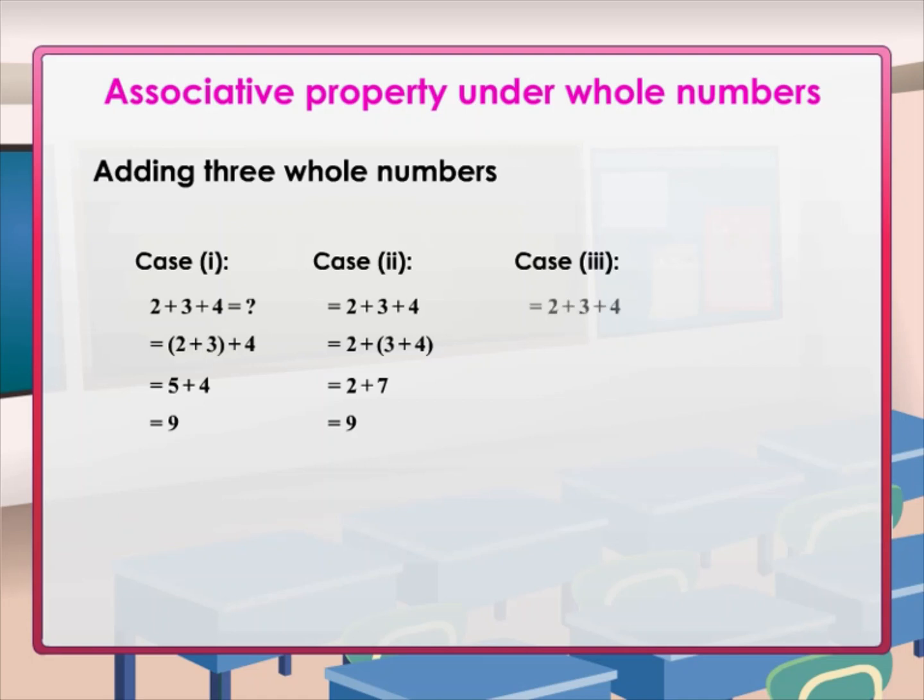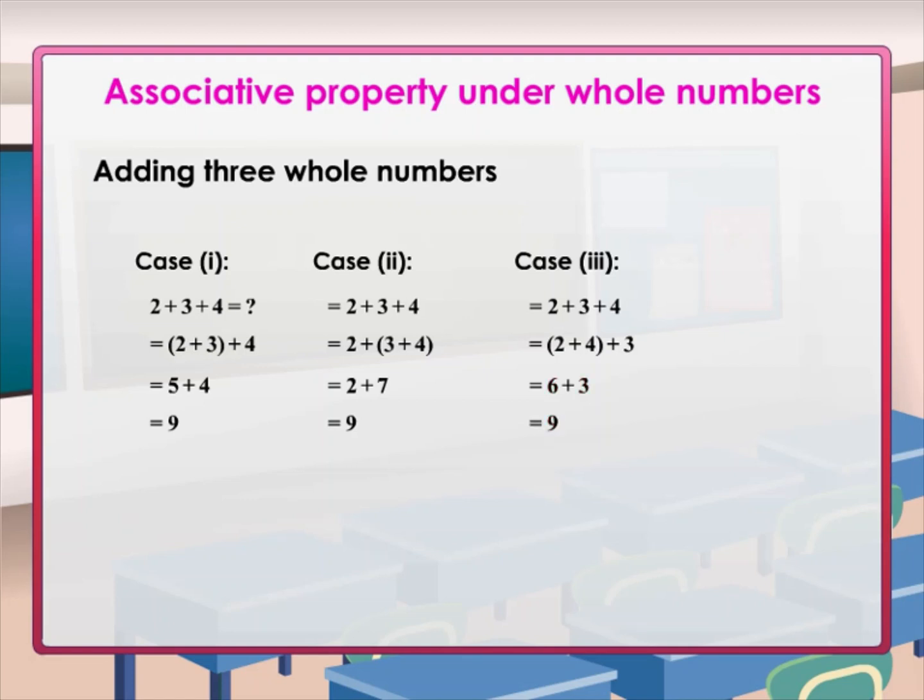Let's try another way to add these three numbers. So here, we will first add 2 and 4. Write 2 plus 4 in brackets, indicating we need to add them first and then plus 3. Now we add 2 plus 4, we get 6. And we need to add 3 to it. What is the answer? 6 plus 3 is equal to 9.